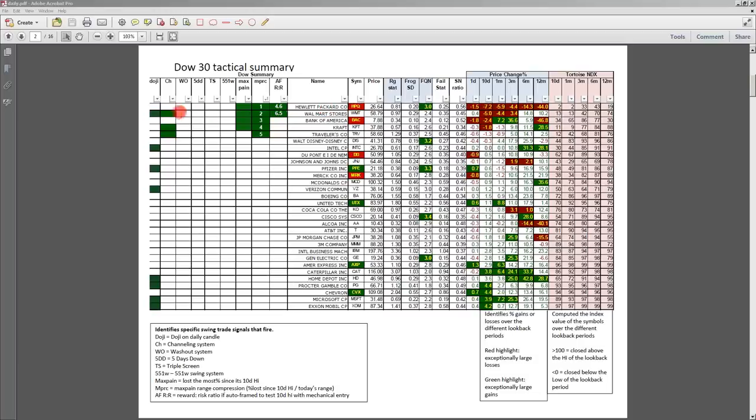Now, Walmart's interesting too. It's a channeling trade, so it's better than this 200-day moving average, but it's pulled back to oversold on the 10-day NDX. It's a max pain. It's number two in terms of max pain range compression, and it's got a 6.5-to-1 reward to risk ratio compared to its 10-day high. So that's going to be on my short list, and so on. So that's two pretty good ideas to look at.